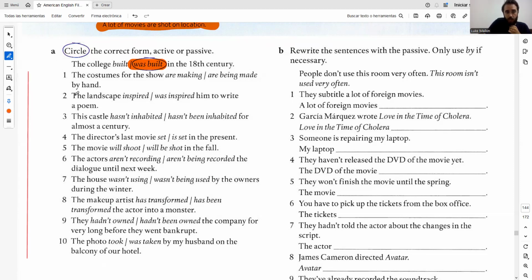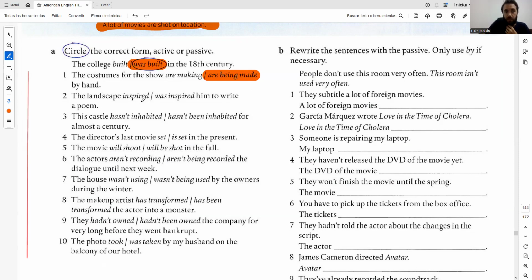Okay, let's check. The costumes for the show are making or are being made by hand. Are the costumes making something? No, people are making the costumes. So the costumes are being made.